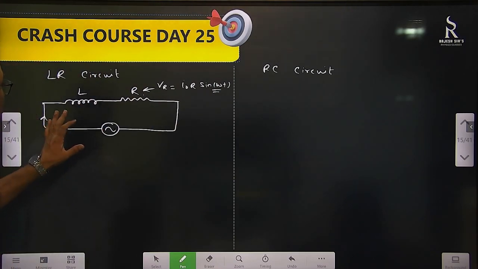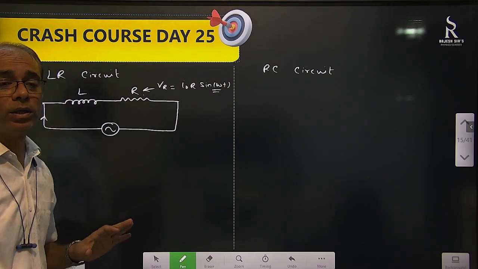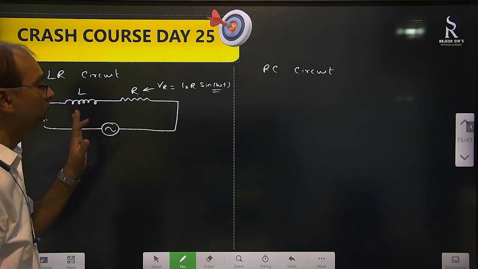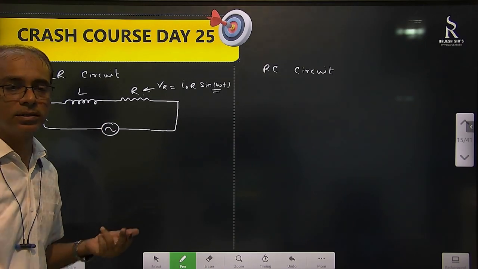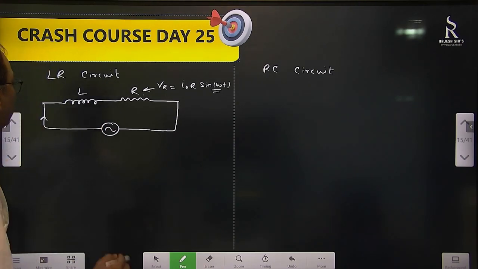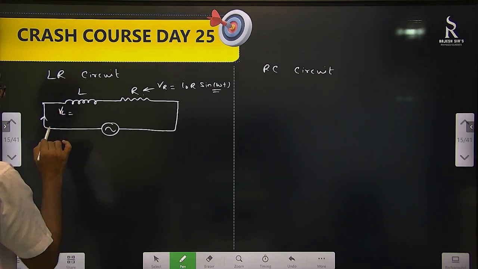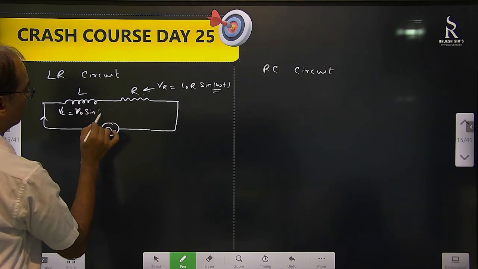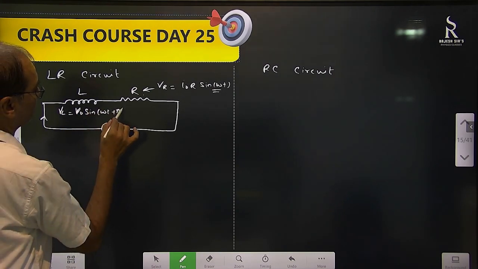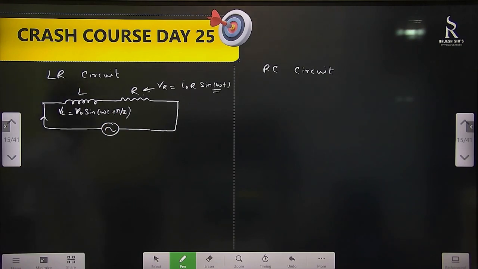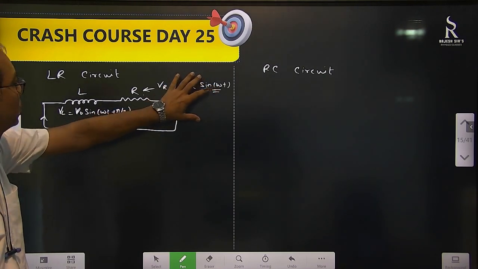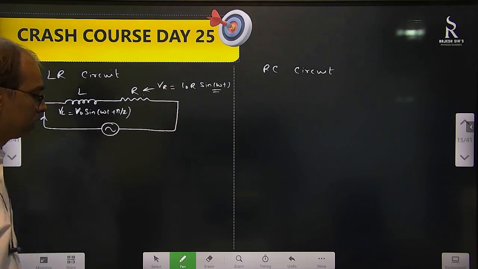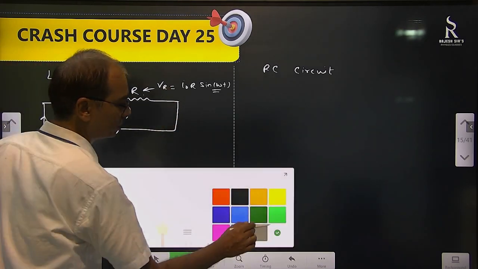But in the inductor, we know that it creates a phase difference between potential and current. In this one, the potential is 90 degrees ahead of the current. So VL will become V naught sine omega t plus pi by 2. So the potential across the resistor and the potential across the inductor have a phase difference of pi by 2. So we have to make a phasor diagram.